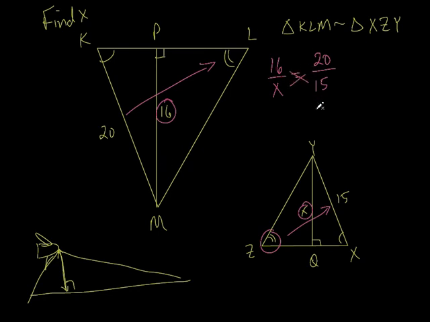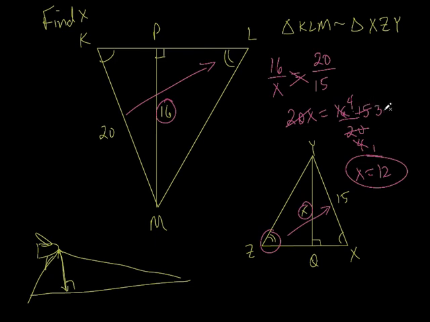Let's cross multiply. So 20x equals 16 times 15. And then what do you do here? Divide by 20. Tell you what, let's just simplify. We could do this without a calculator. What goes into 20 and 15? 5 goes into that 4 times, and into this 3 times. 4 goes into this once, and into this 4. X is 12. It's multiplication, 4 times 3.